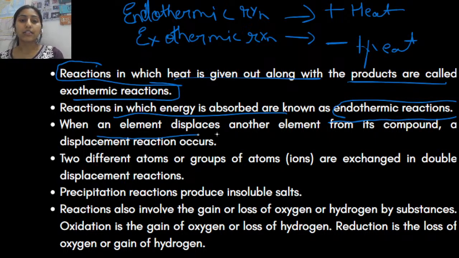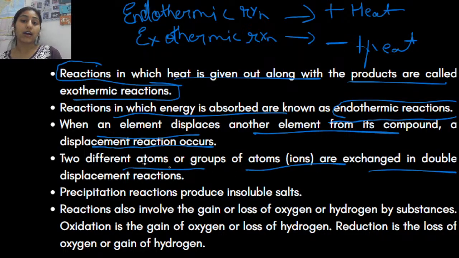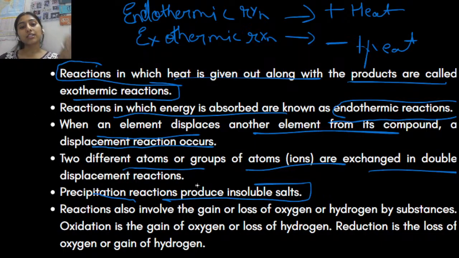When an element displaces another element from its compound, a displacement reaction occurs. We have discussed that if two different atoms or groups of atoms, ions are exchanged, then it is regarded as a double displacement reaction. Then precipitation reactions produce insoluble salts. Precipitation is about a substance that does not dissolve and settles down at the bottom of the container. These are regarded as precipitates, and they are formed in precipitation reactions.